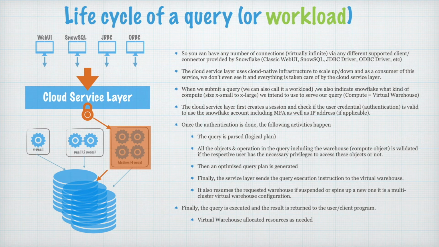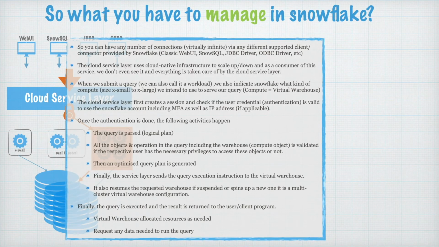Virtual warehouse allocates resources as needed, so you don't have to worry about it. You just have to specify the name of the virtual warehouse, and under the hood, Snowflake knows how many nodes are required to bring this cluster up. It requests any data needed to run a query, so it will go to the shared disk and try to pull the data. So what do you manage in this entire life cycle?